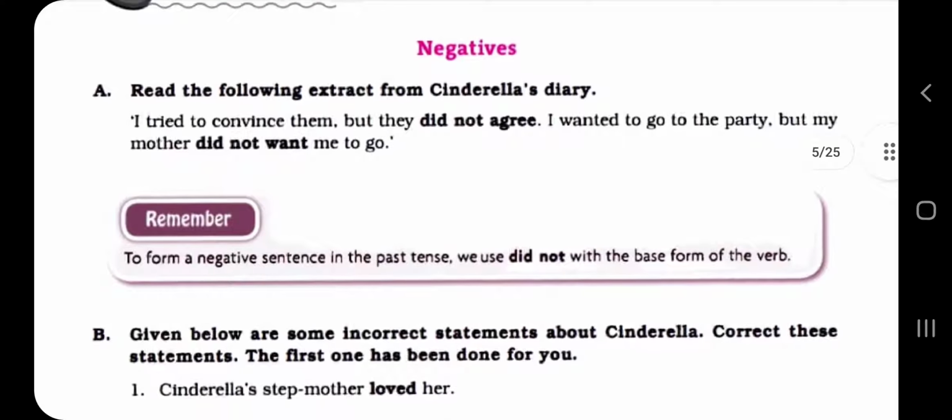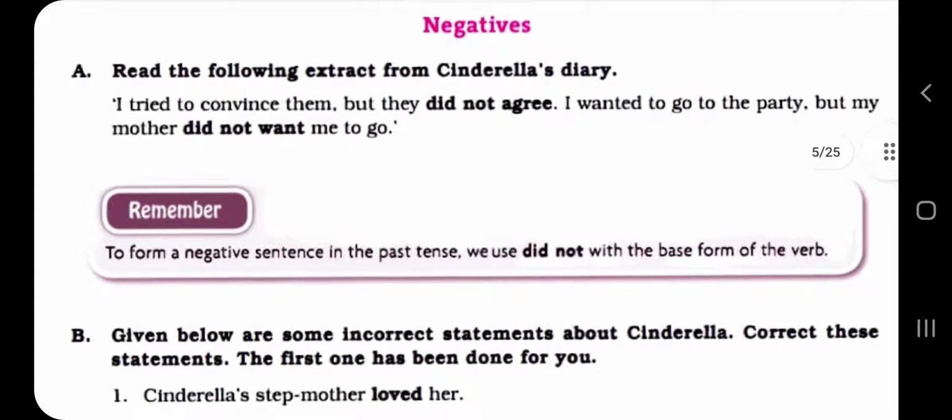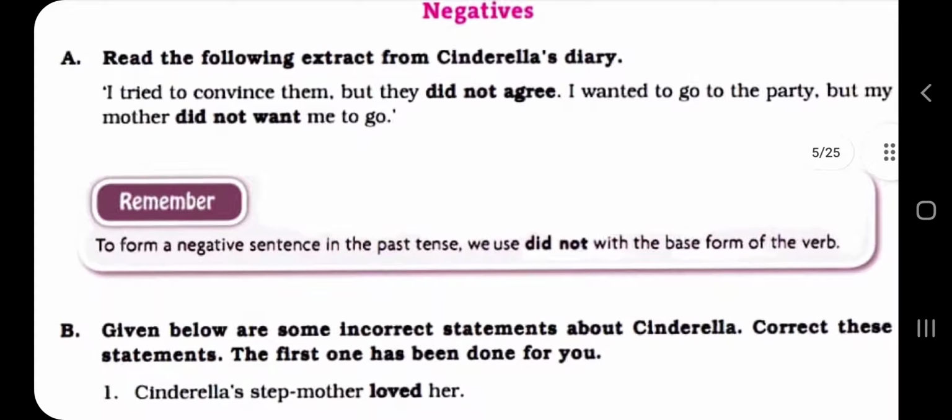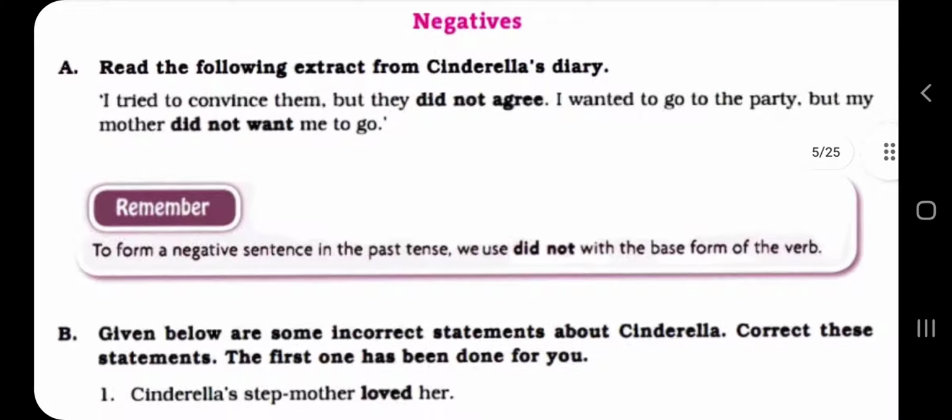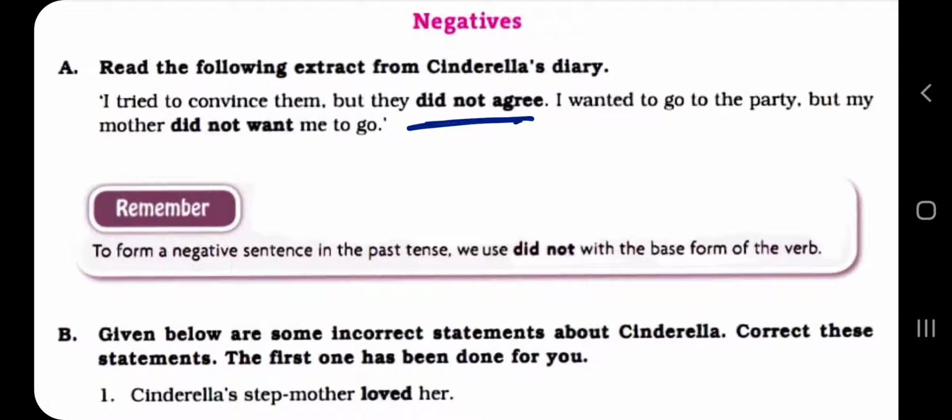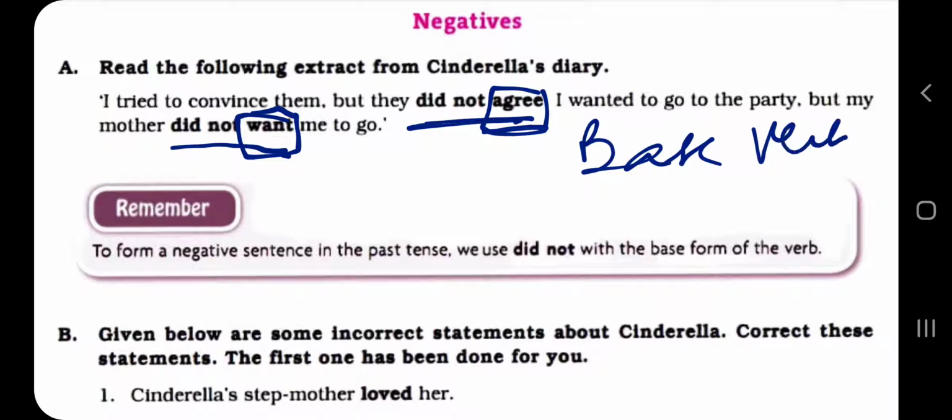Read the following extract from Cinderella's diary. I tried to convince them, but they did not agree. Mind it, they did not agree. I wanted to go to the party, but my mother did not want. Now see, it is not written "did not wanted", it is written just the base verb. The base verb or root verb is used to make the past negative sentence. To form a negative sentence in the past tense, we use did not with the base form of the verb.